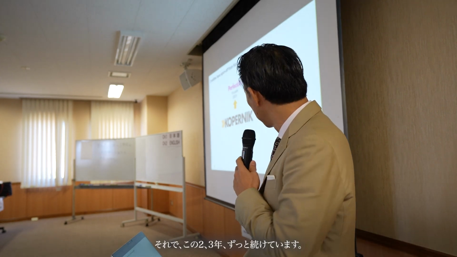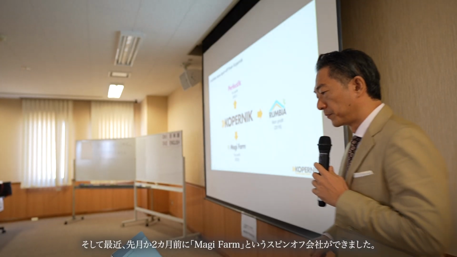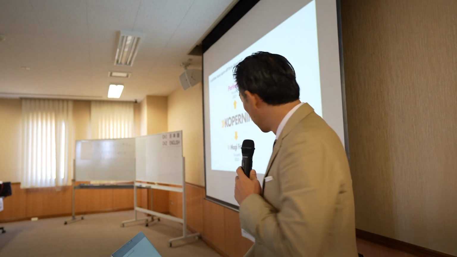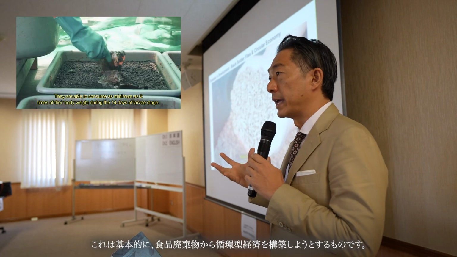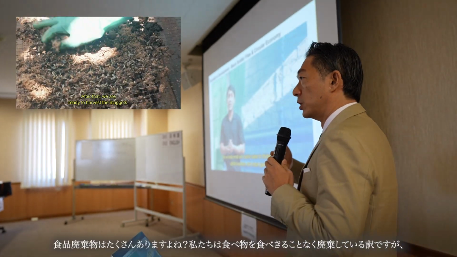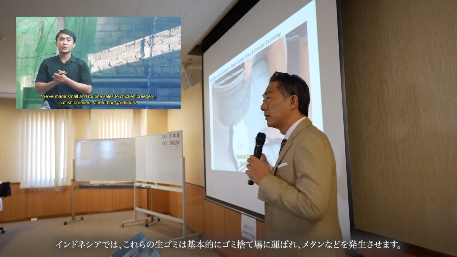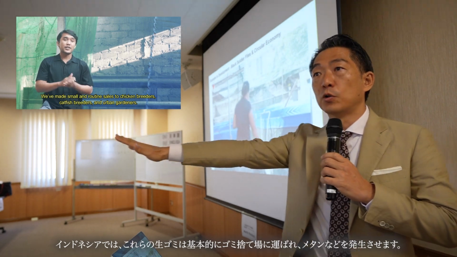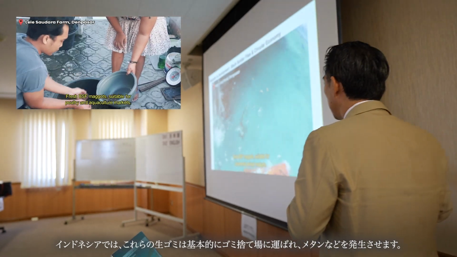So it's been running for the last 2-3 years. And recently, last month, two months ago, we had another spin-off called Magi Farm, which they try to build a circular economy out of food waste. So there are a lot of food waste, right? We don't finish food, we just discard. And in Indonesia, these go to the dump site and produce methane, etc.